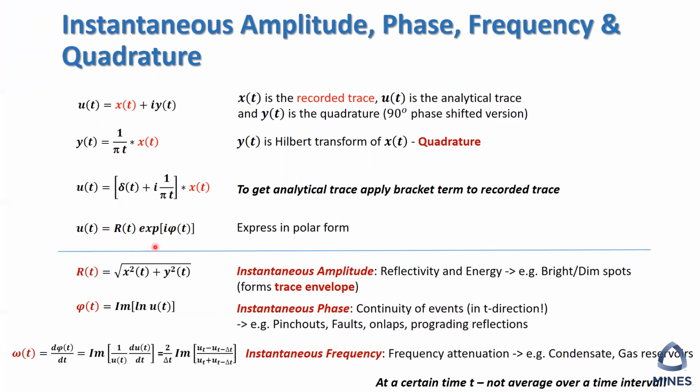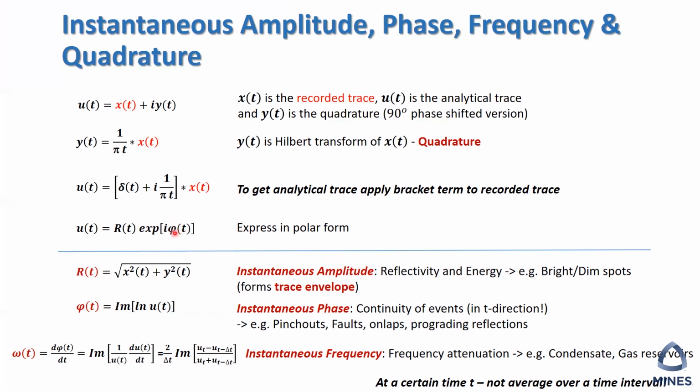And we can calculate r of t as the square root of x squared of t plus y squared of t. And this turns out to be the instantaneous amplitude that we talked about. The reason it's instantaneous is we calculate this for every time step, and we can display it for every time step. That's why it's called instantaneous. And this is actually the envelope of the trace, or envelope of x of t. And this is correlated to reflectivity and energy of the reflectivity of the seismic data. So this is related to, for example, bright and dim spots.